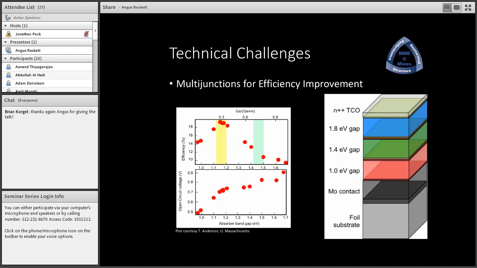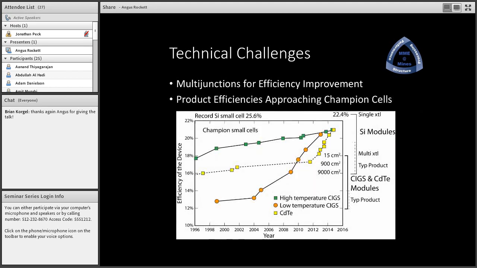Multi-junctions are one of the sort of holy grails of CIGS technology. We'd really like to be able to do this. What we lack is high voltage, wide energy gap materials that work. You can see from the chart on the left, thanks to Tim Anderson and others, that the efficiency of the devices, the champion cells, increase with energy gap of the material, but then the voltage ceases to improve and the overall efficiency of the device drops as the energy gap grows, because you lose current without really gaining any voltage.